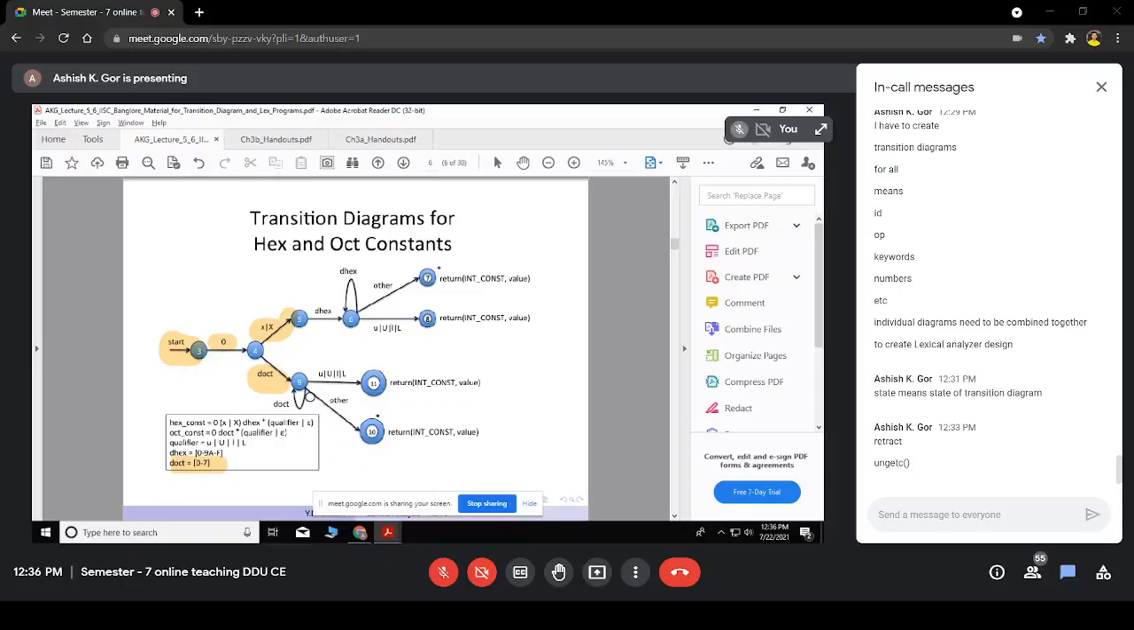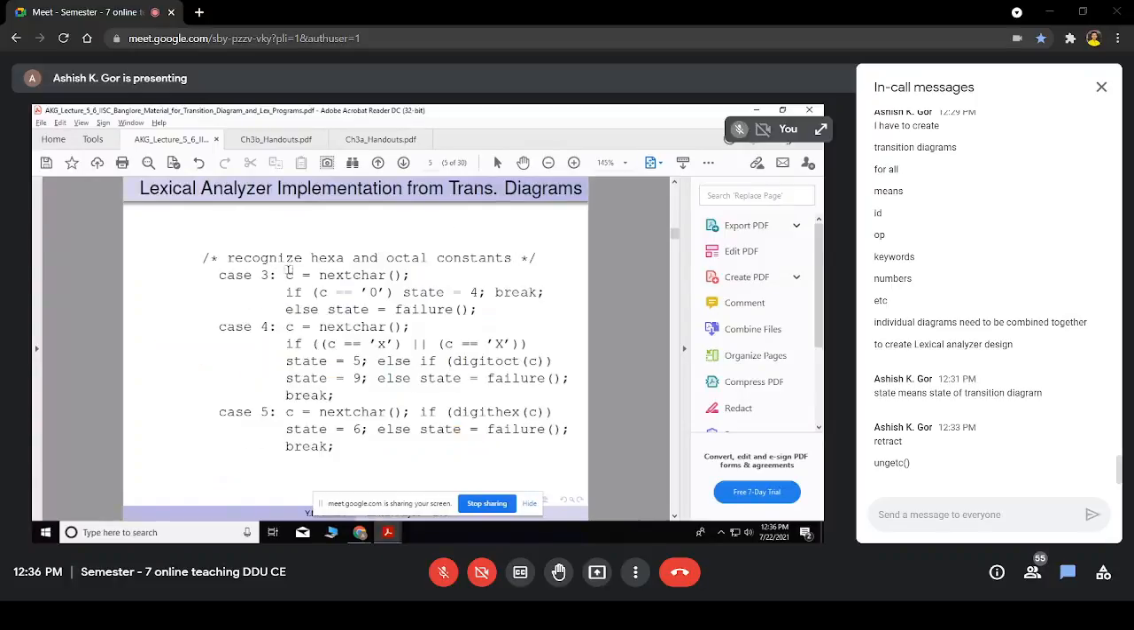And then you will return some integer constant. There is also some qualifier like u, l. This is an octal format, this is a hexadecimal format. So again, you need to also think about these cases, and you need to implement this. Case number 3, 4, 5.